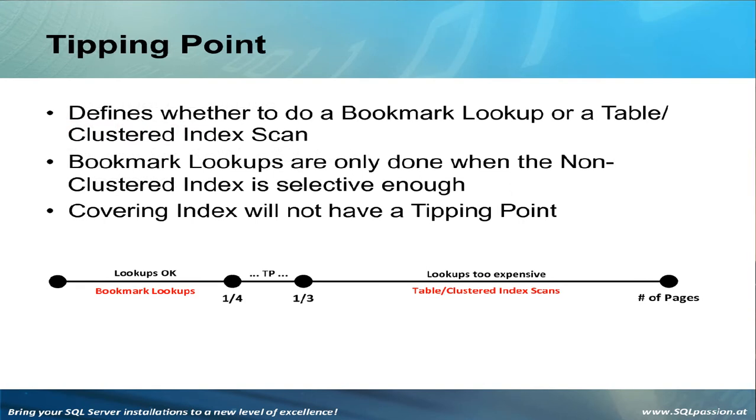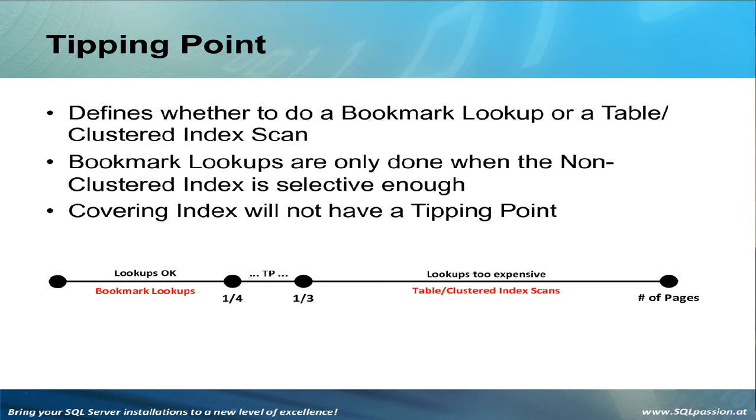For that reason, SQL Server implements a so-called tipping point. The tipping point defines if it makes sense to make a bookmark lookup in our execution plan, or if it makes sense to scan our whole table and discard non-qualifying rows. The tipping point is somewhere between 1/4 and 1/3 of the data pages that we are reading. We are talking here about data pages. A page in SQL Server is always 8 kilobytes large. So the tipping point doesn't depend on the number of records. The size of the records defines how many pages we are reading.